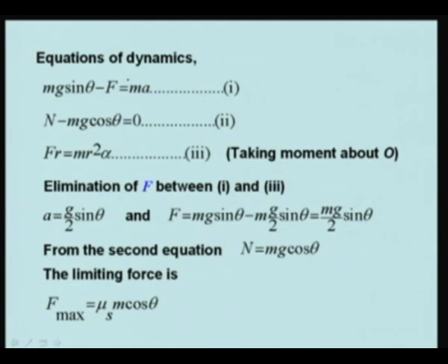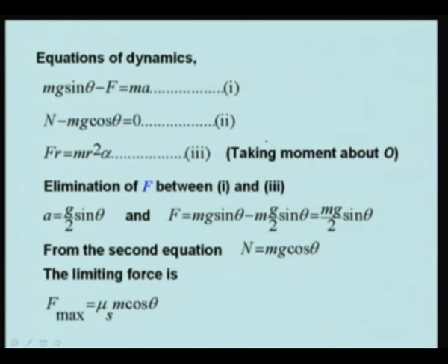One is relating the tangential force: mg sin theta, the force due to gravity, minus F is equal to mass times acceleration, that is this one. Then you have N minus mg cos theta is equal to 0, that is the normal direction. The third is the moment equation, sigma M_G is equal to I alpha. So this is F into r is equal to m r square into alpha, that has been obtained by taking moment about the mass center G.